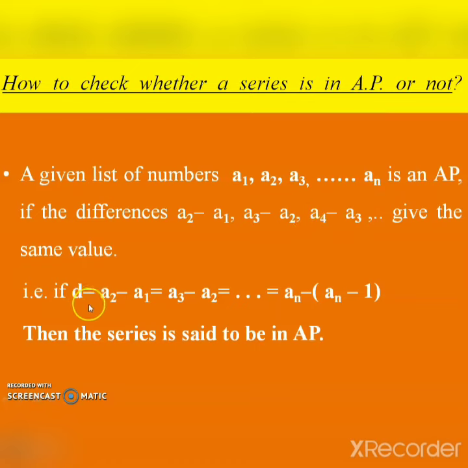So if this is followed, that is if D is equal to A2 minus A1, that is equal to A3 minus A2, that is equal to up to An minus An-1, that is, if a common difference D is obtained, when all these differences are the same, that is called the common difference D, which we already saw. So if this condition is met, then we can say that this series is forming an arithmetic progression. So the key point is, if it asks you how to find out whether a series is an arithmetic progression or not, simply find out the D value. D is the common difference, which is equal to A2 minus A1 or A3 minus A2 or An minus An-1.